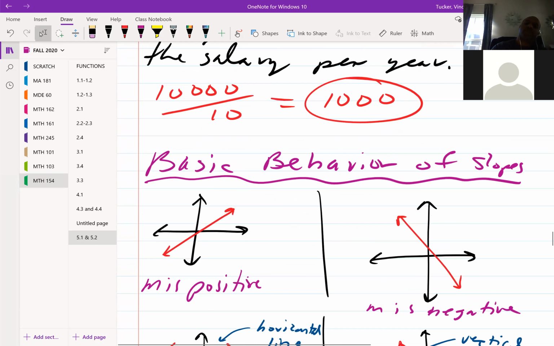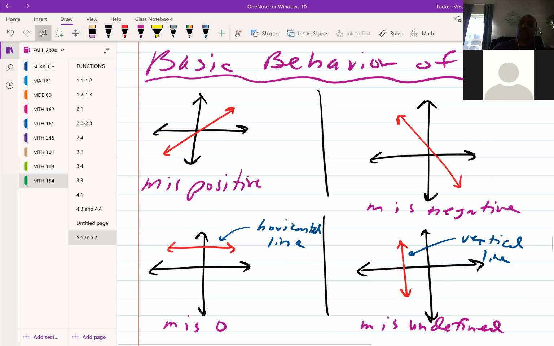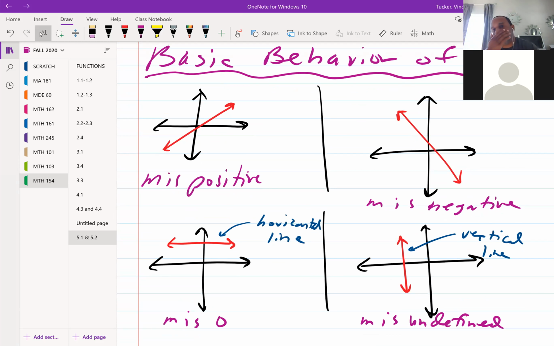All right. Next one, your basic behavior of your slopes. If you follow your graph from left to right, if it goes up, it's increasing. That means your slope is positive. Follow left to right, if it goes down, it's decreasing. So it means your slope is negative. If you have a horizontal line, your slope is 0. And if you have a vertical line, your slope is undefined.